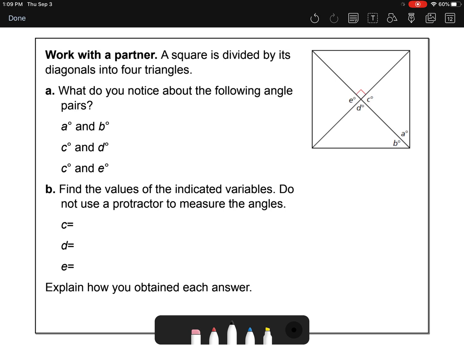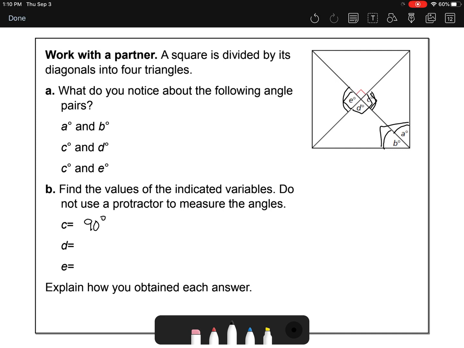Okay, how about this? If we take a square and we draw in the diagonals, what do you notice about A and B? Well, what do you think? What do they make? That's a 90-degree angle, right? Because it's a right angle, it's a square. How about C and D? Oh my gosh. It's a straight angle. What about C and E? What do you think about those? Do you think those are also right angles? I believe they are.